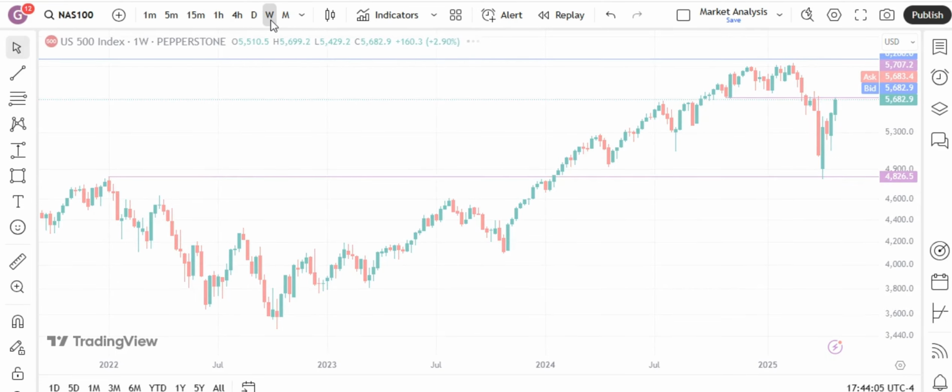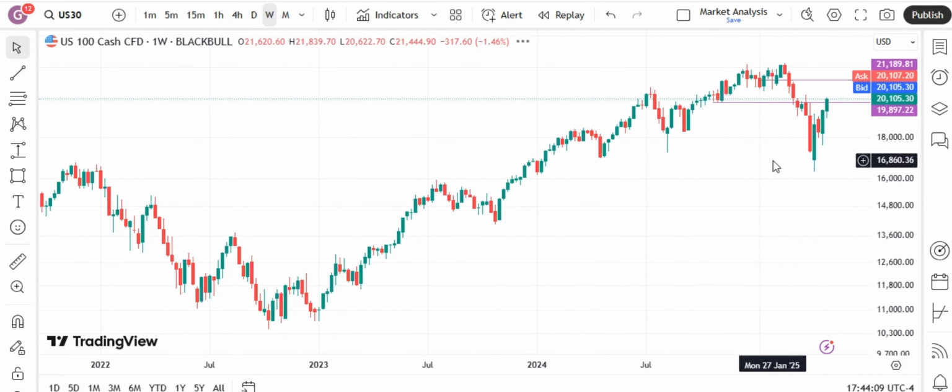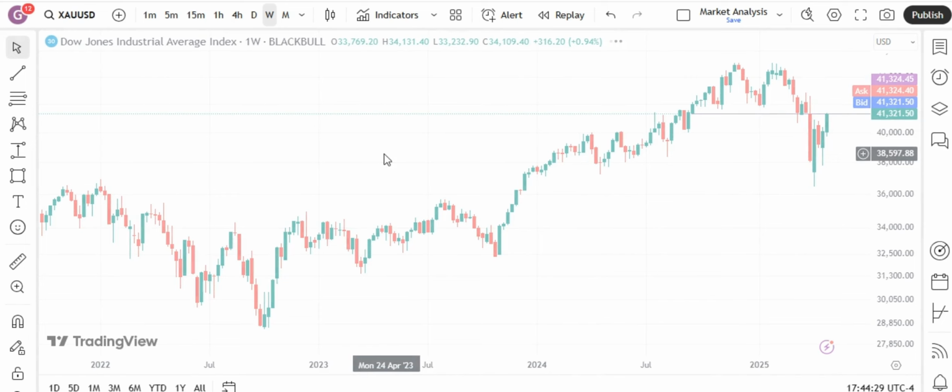US 100, same thing, bullish movement, take out this high. Same thing for US 30, I want to see it take out that high and let it test this volume imbalance one more time. The objective for the downside has been met, so we'll resume bullish movement to the upside.